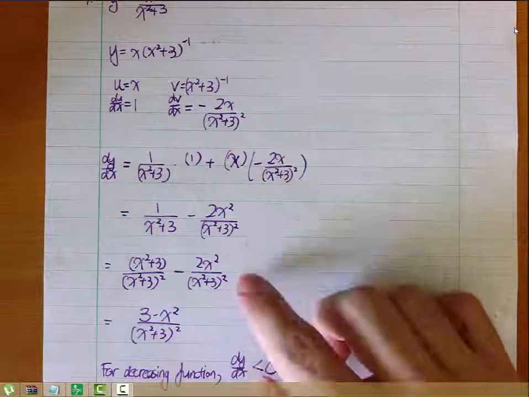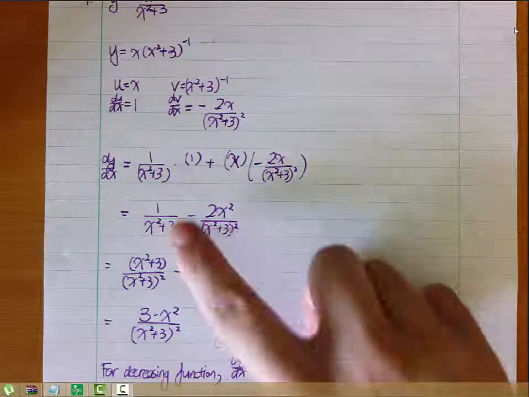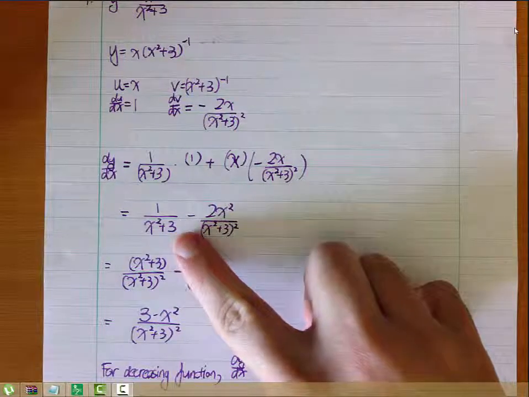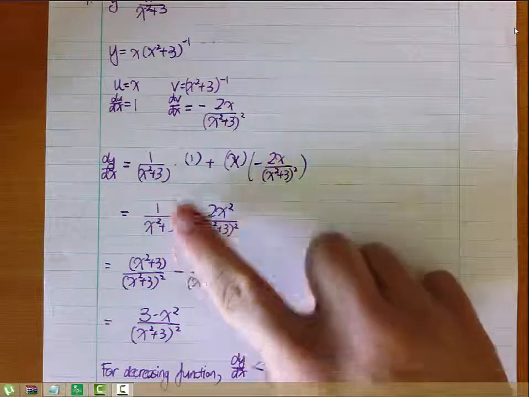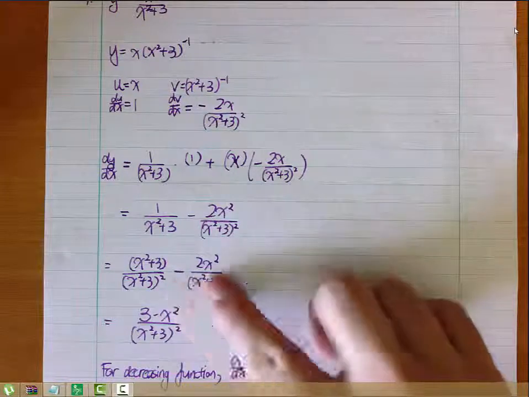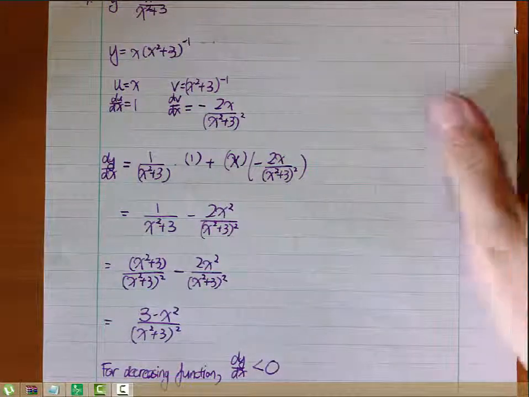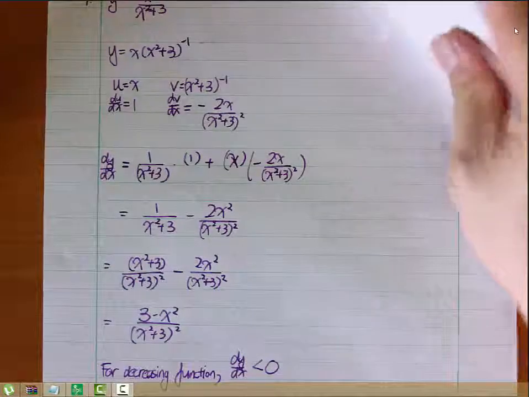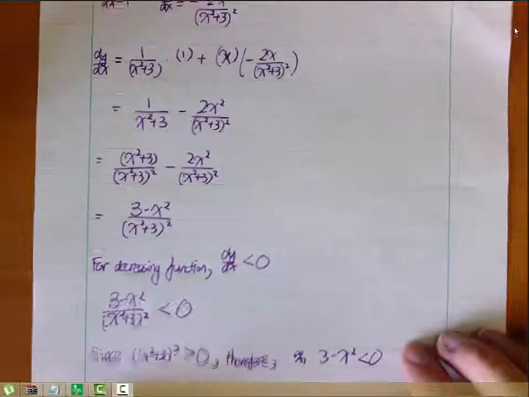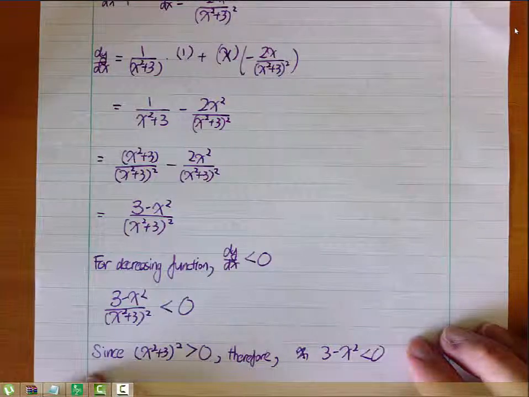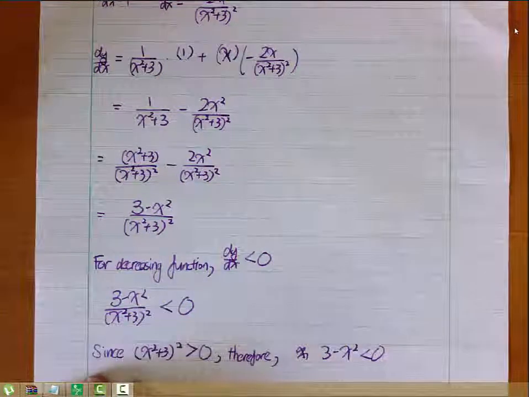For this question I shall combine them. So what I do is I have expressed this, times x squared plus 3, x squared plus 3, I get this term. I combine them, I get (3 minus x squared) over (x squared plus 3) squared. Now we know that for a decreasing function, dy/dx is less than 0. So this one is less than 0.